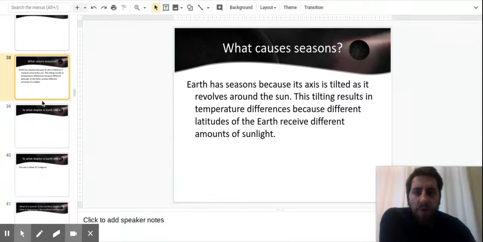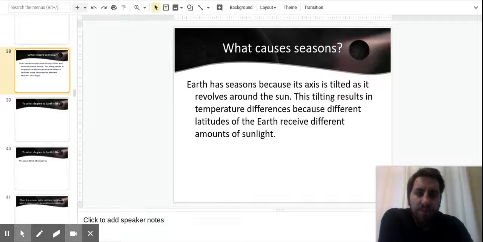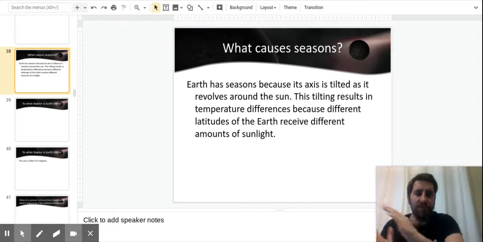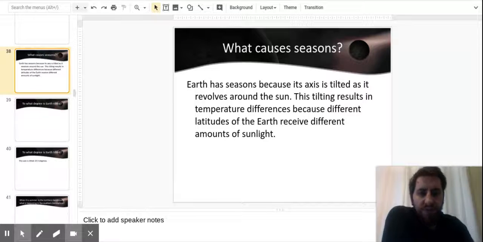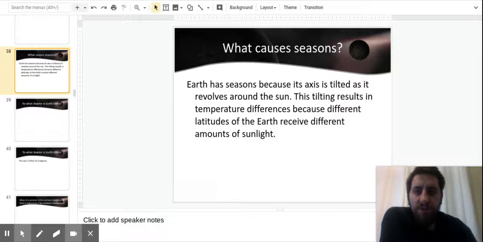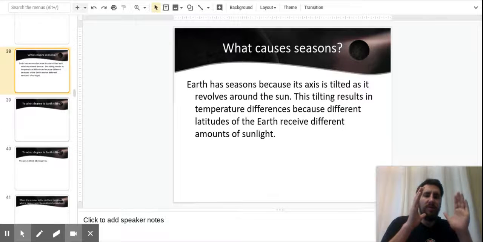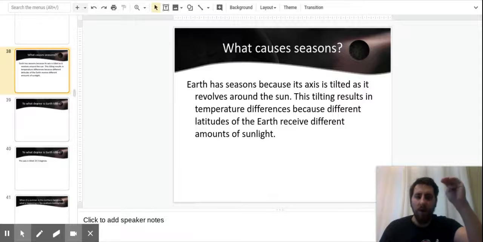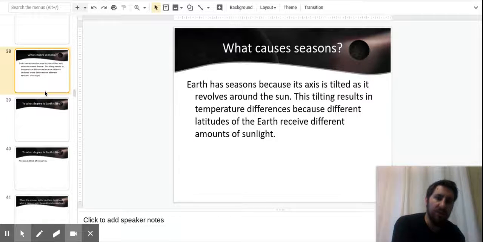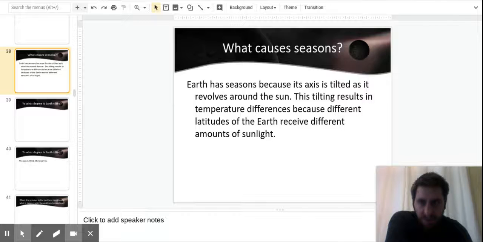So then the important part is, what causes the seasons? Earth has seasons because its axis is not straight up and down. It's actually tilted as it revolves around the sun. This tilting results in temperature differences because different latitudes, or places on Earth, like the top, middle, or bottom of the Earth, receive different amounts of sunlight. So when the Earth is tilted so that the northern hemisphere, where we are, America, Canada, stuff like that, is facing towards the sun, that's going to be our summer months. The southern hemisphere, like Australia, is going to have their winter months. And then the reverse is true when we're tilted away, okay?